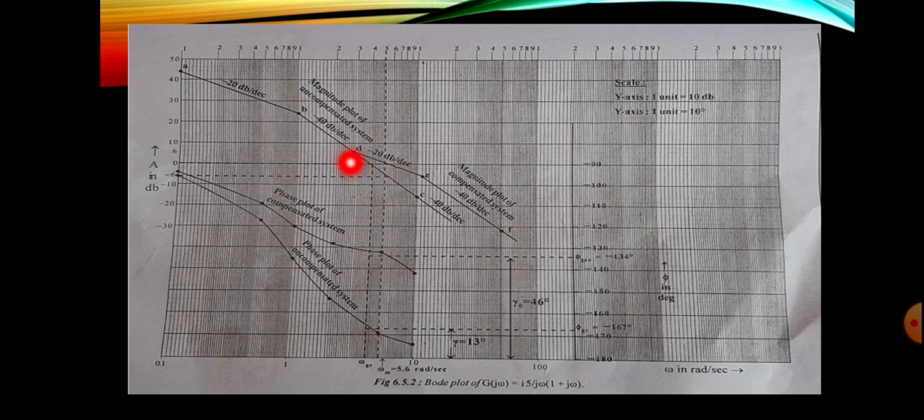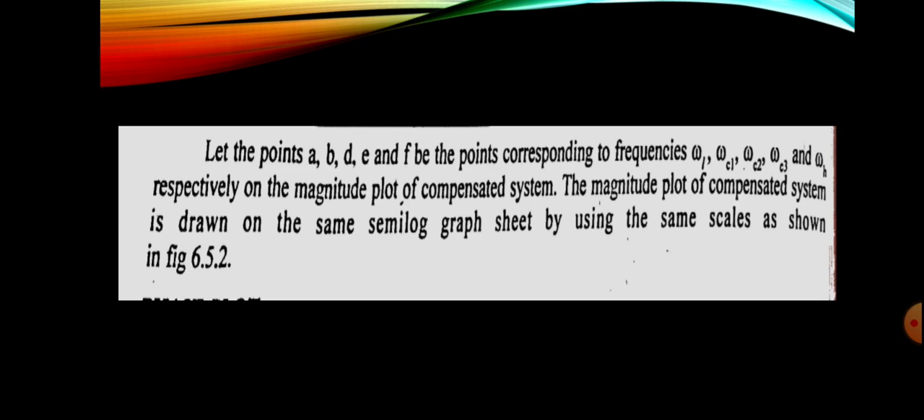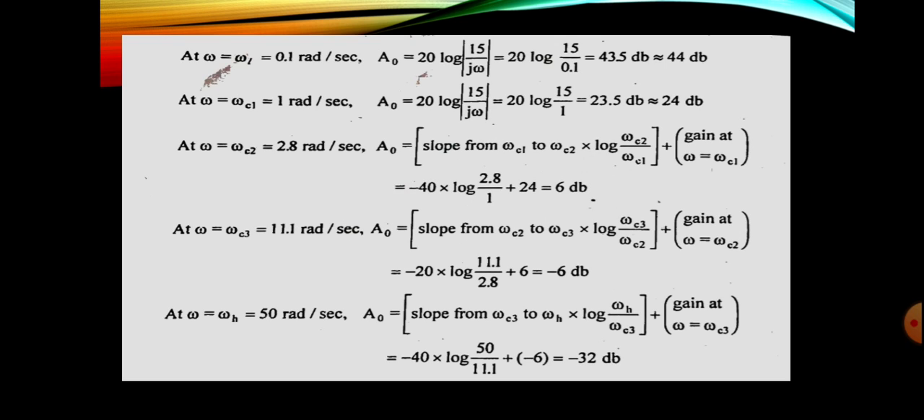2.8 is nearer to 3, and for that what is the gain value? Gain value will be 6 dB. So for 2.8 gain value is 6 dB. So you can mark the 6 dB in between 0 and 10. That is why it is going here. So D will be 6 dB.